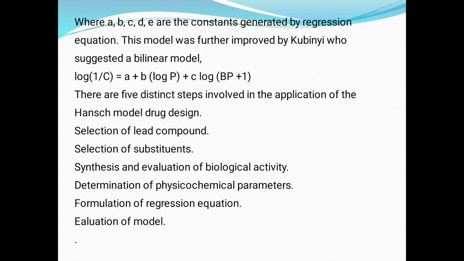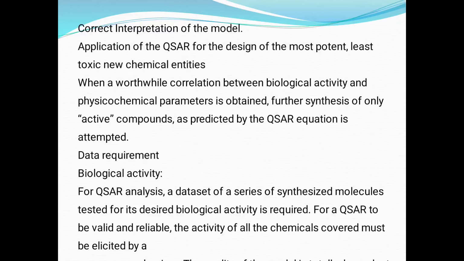So what are the steps involved in application of the Hansch model in drug design? First you take the lead compound, then select substituents, synthesize, evaluate the biological activity, then determine physicochemical parameters and formulate a regression equation, and then evaluate the model. Then you should do correct interpretation of the model, and then application of QSAR design should be done so that it makes the most potent and less toxic molecules.